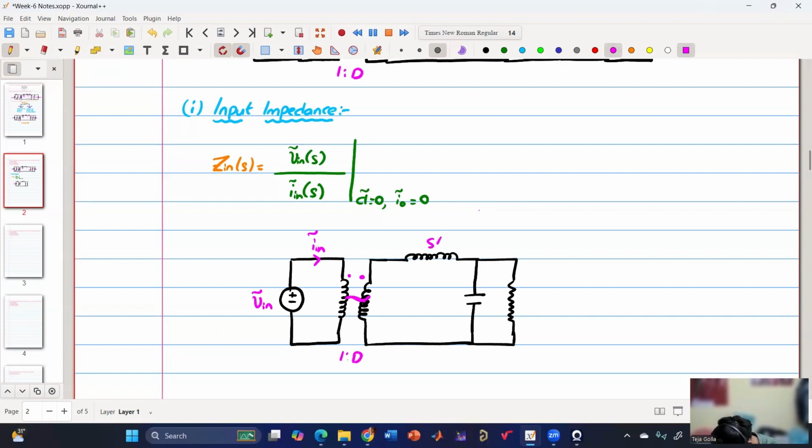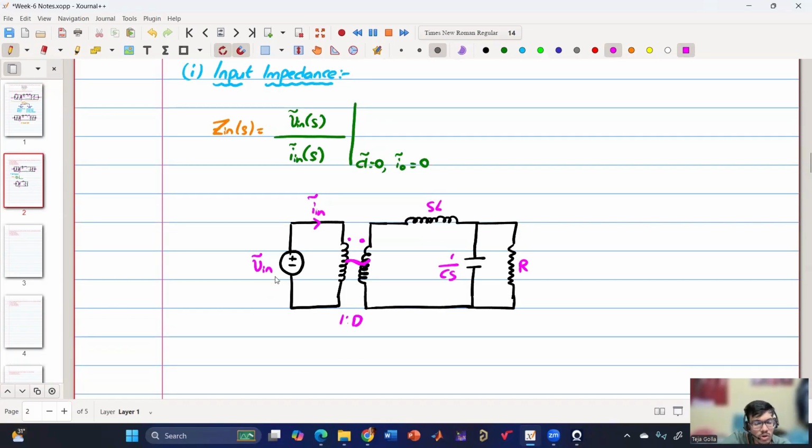Now we can write everything in the Laplace domain. So this will become SL, this will become 1 by CS, and this will become R. Now, if this is V in, what is this voltage? D into V in, very good. And the current? I in tilde by D. Yes.